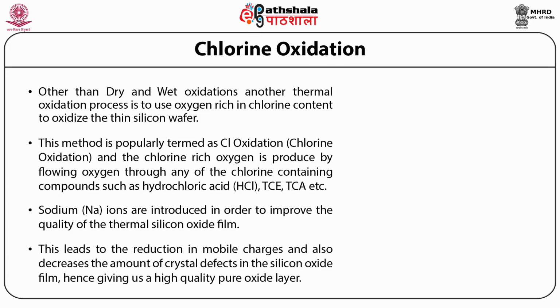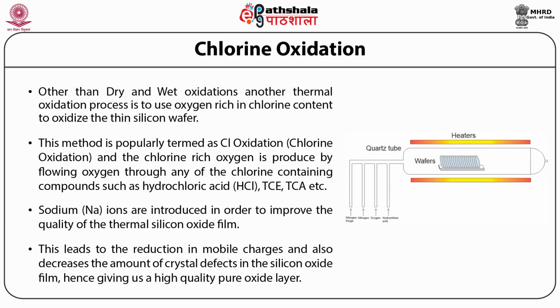This leads to the reduction in mobile charges and also decreases the amount of crystal defects in the silicon oxide film, hence giving us a high quality pure oxide layer. So the below figure describes the chlorine oxidation process.